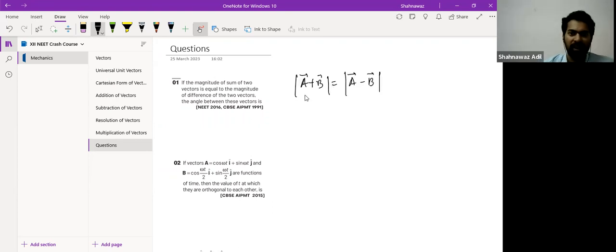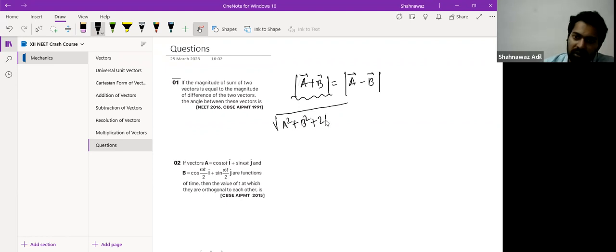Okay. And we can recall, what is the magnitude of A plus B? A square plus B square plus 2AB cos theta. Right. And Heather, what is the A minus B magnitude? A square plus B square minus 2AB cos theta. Yes. So we'll square both the sides and we'll get what?